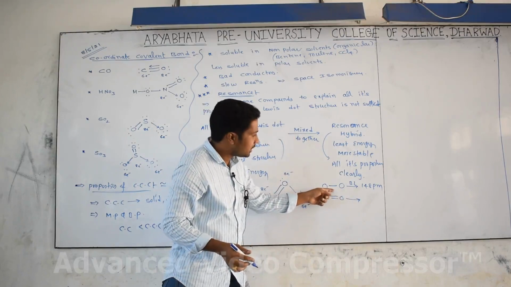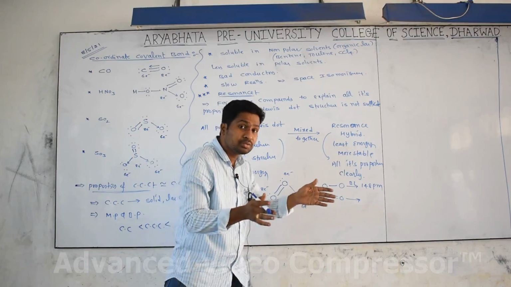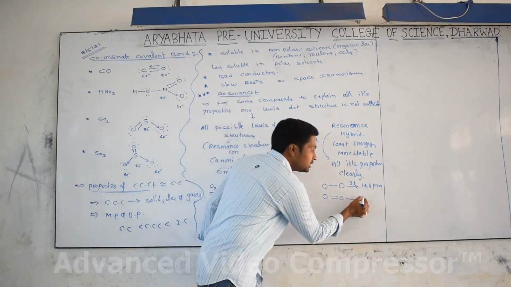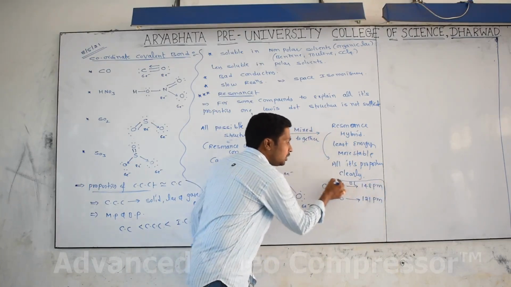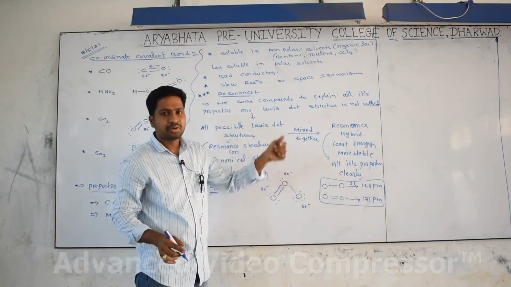Less. Why? Here only 2 oxygens are attached by a single bond. Here it is a double bond. Double bond means more attraction. More attraction means less length. So the bond length is coming 121 picometers. This is the actual O-O bond length. Commonly, single bond means 148, double bond means 121.